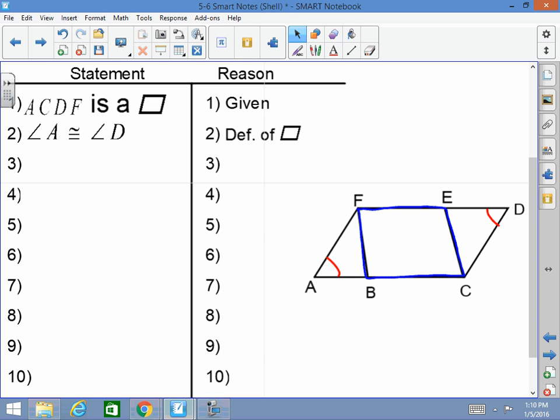AF is congruent to CD. Wow. It's exactly the route I thought of. Good job, son. And AF is congruent to DC because of the definition of a parallelogram. Very good. Because opposite sides of a parallelogram are congruent. That is a pure definition of a parallelogram.